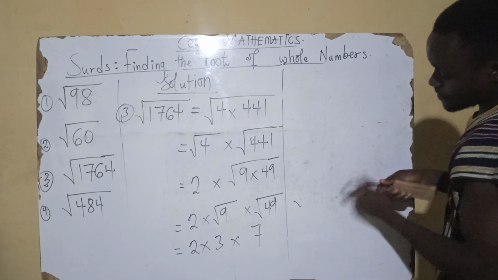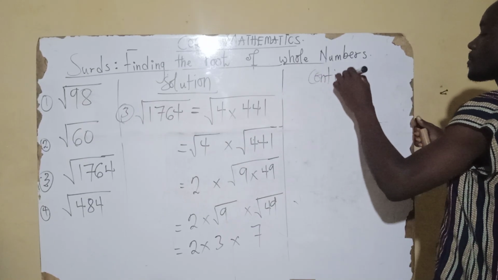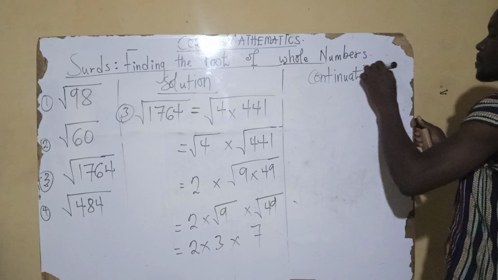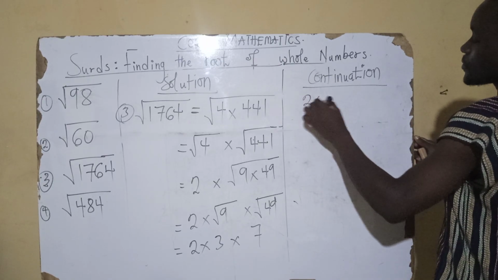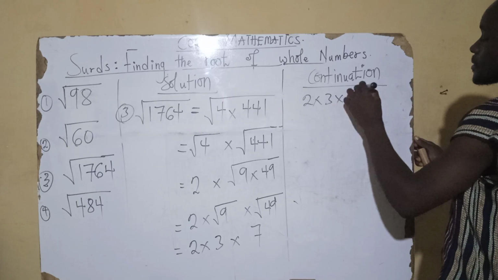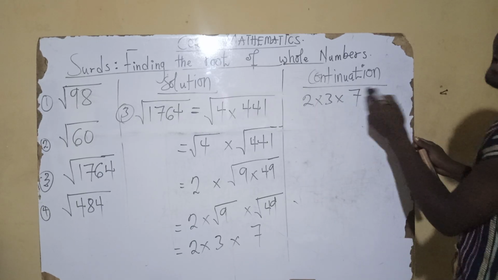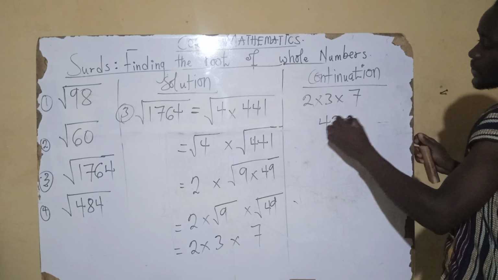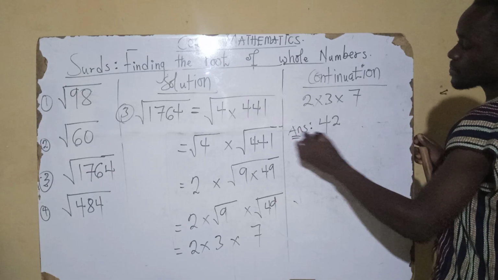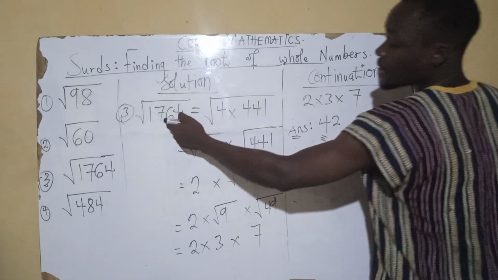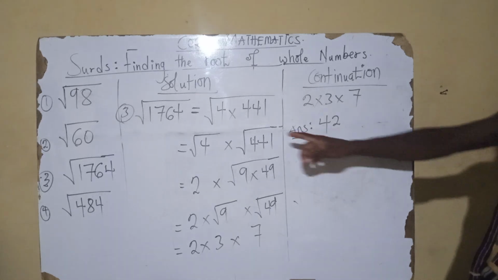So I'm now having, with the continuation, 2 times 3 multiplying 7. So here I am going to multiply it by 3 times. That's where I'm going to get what, 42. So 42 becomes my answer. 42 becomes that. Are you with me? Very good. So that is what I'm getting. So my answer becomes what?